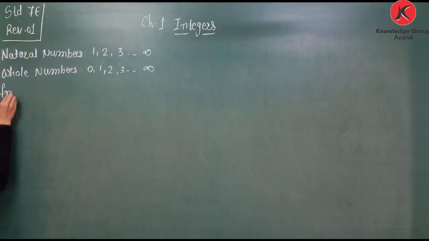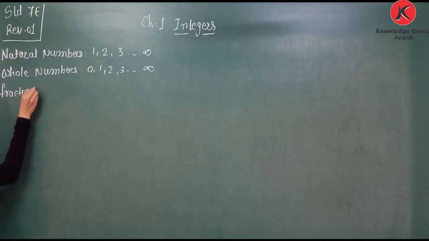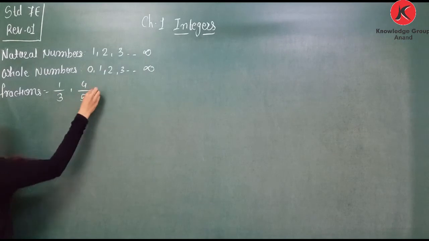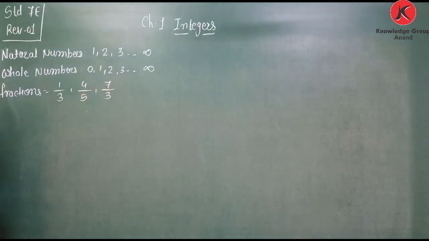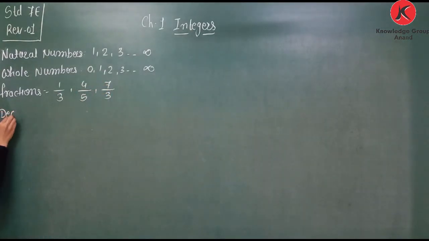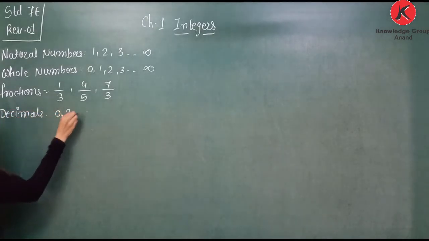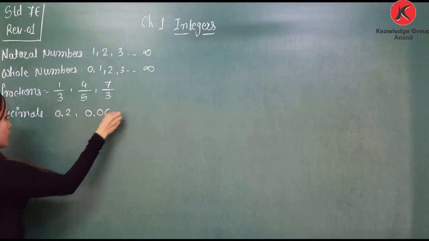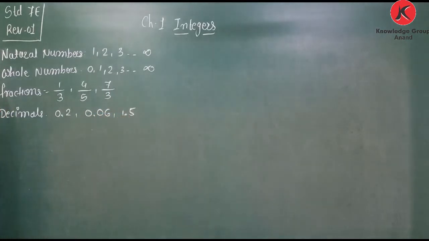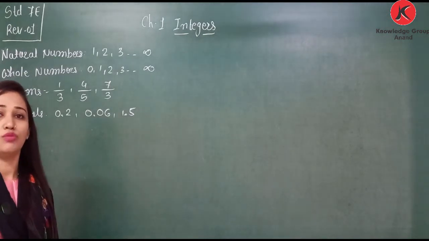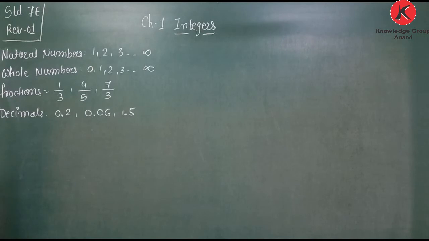We learn about fractions, numbers in numerator and denominator form, and decimals, like 0.2, 0.06, 1.5. These are decimals. Now sometimes we also need to use some negative numbers, so we need to use the concept of integers.